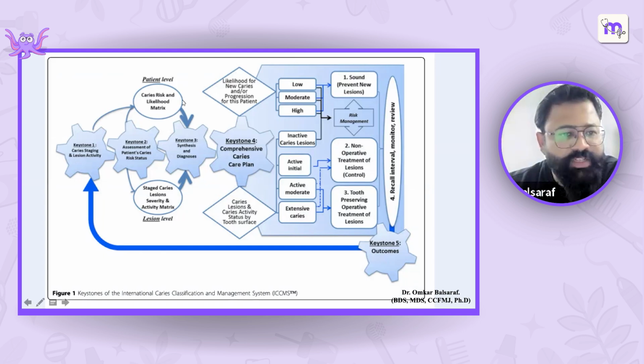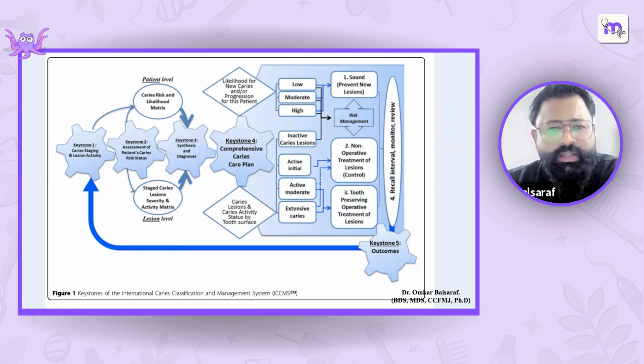As you can see, in the first part you have caries staging. The question that we are facing is basically on this caries staging part, wherein there are various levels of caries. Then you have caries risk and likelihood metrics, which is determined by caries staging and assessment of the patient's risk, basically. Now, in this particular aspect, you have low, moderate, high.